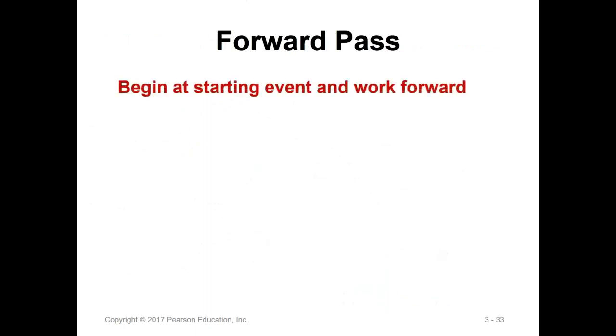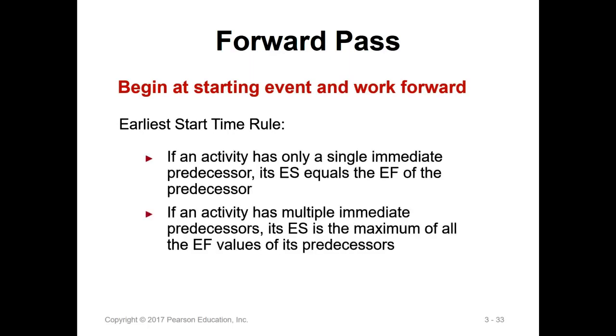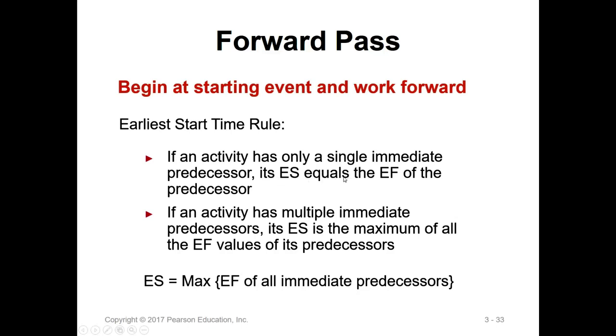And then the forward path. Begin at the starting event and move forward. We have to keep these two rules. The first rule is simple. If an activity has one immediate predecessor, its early start equals the early finish of the predecessor. That means you cannot start until the previous one is finished. But if you have multiple predecessors, the early start is the maximum of all the early finish values of the predecessors.